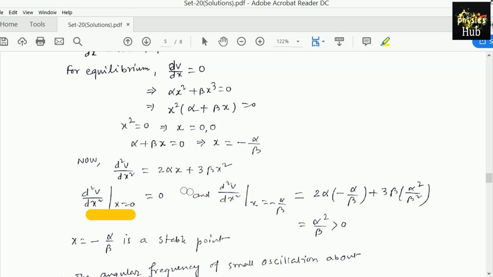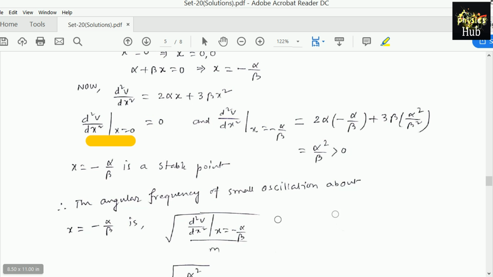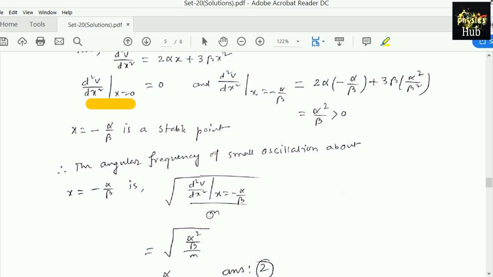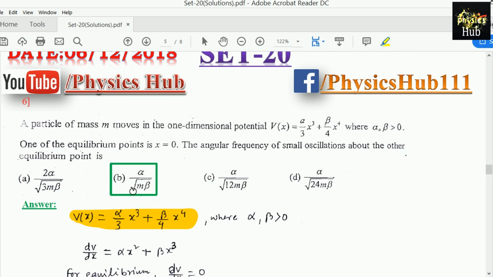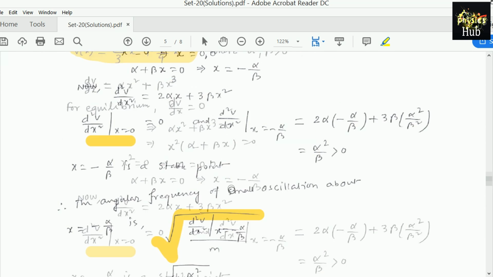But if you check the double derivative at x equal to minus alpha by beta, we get alpha square by beta, and both alpha and beta are positive, so the result is positive. And when the double derivative is positive, this point corresponds to a minimum. So it's a stable point. The angular frequency of small oscillation about x equal to minus alpha by beta is root over d square V by dx square at x equal to minus alpha by beta, divided by m. Look, this m is under the root, don't get confused. So alpha square by beta by m, so alpha by root over beta m, and it is matching with option 2. Option 2 is the correct option.